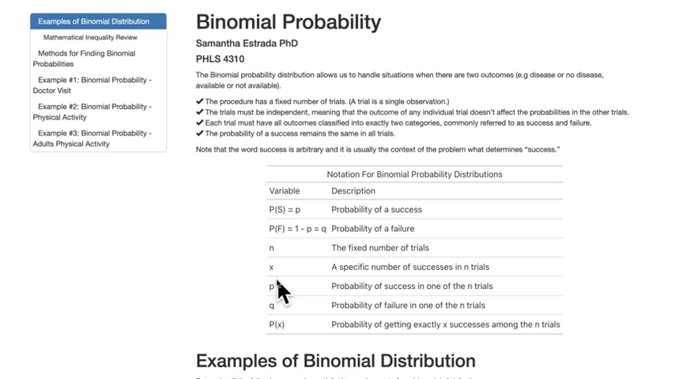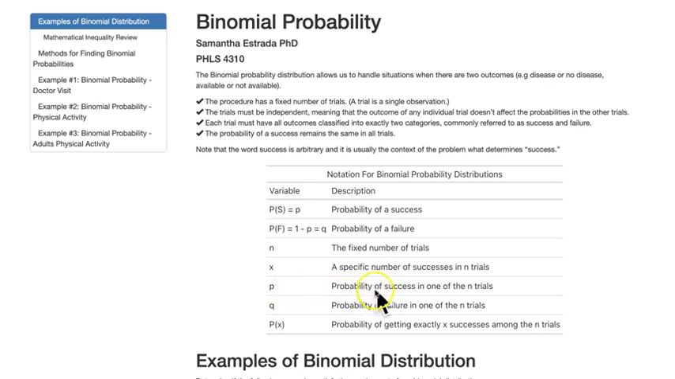Another thing you need to remember is the probability of success is usually going to be given in the problem, but it needs to be the same at every trial. If something in the context of the problem tells you, oh, this is going to change at every trial, it's probably not going to be a binomial probability distribution.